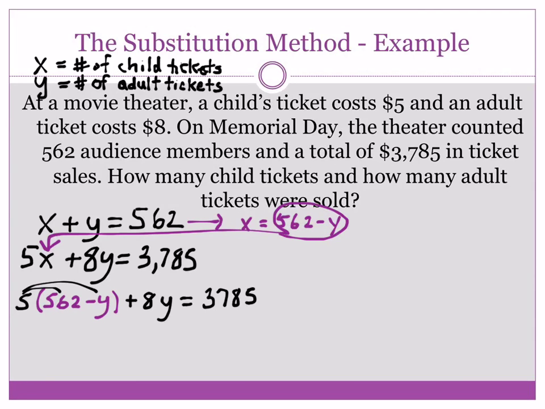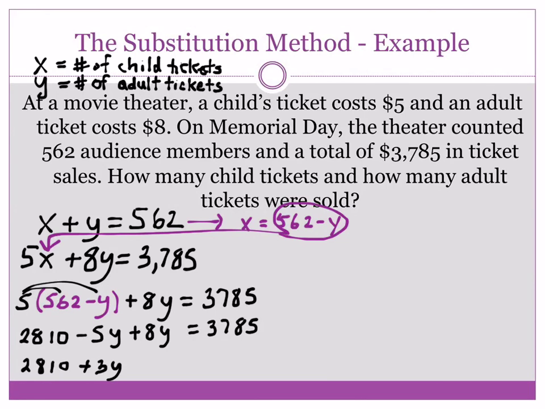Yeah, distribute. So what's 5 times 562? 2,810. And then the other distribution is just going to be negative 5y, right? Plus 8y equals 3,785. Now what? You can combine your y's first. We can. So we could write 2,810 plus 3y, right? Equals 3,785.